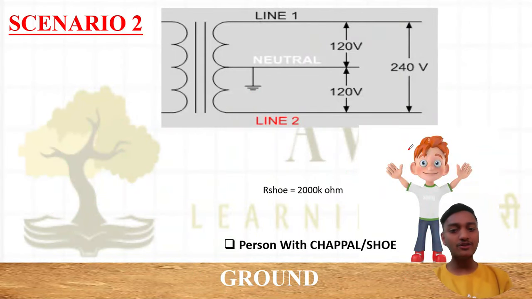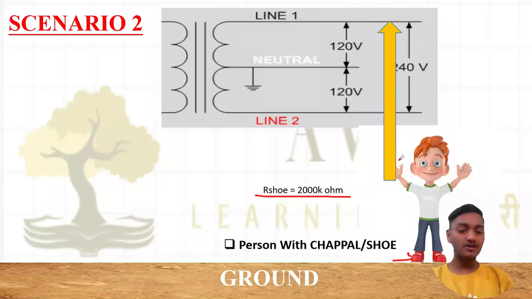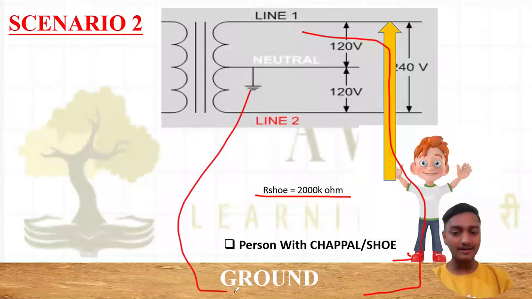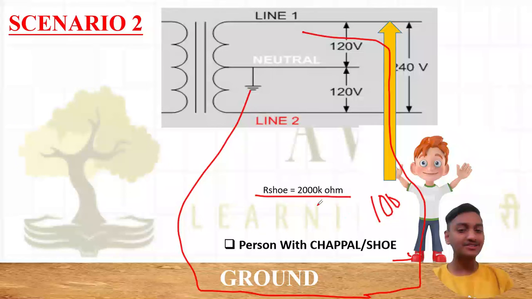Now the next case, scenario 2, when the person is wearing shoes. I am assuming here that the shoe has a resistance of 2000 kilo ohm. If this person comes in contact with the electric wire, the current still has a path to flow, but the opposition of resistance is too high in this case. Body resistance is 100 kilo ohm, and additionally there is 2000 kilo ohm. Because of this, very little current will flow, the person will have only a negligible sensation, and there is not much of a shock.